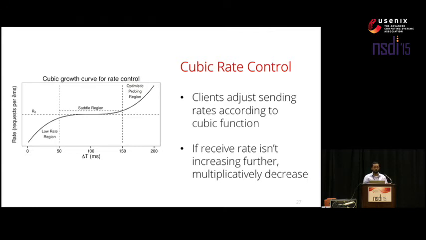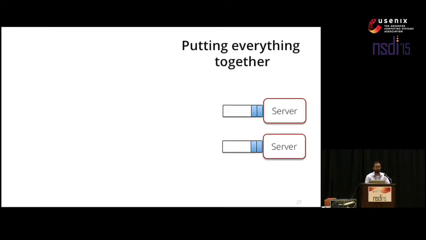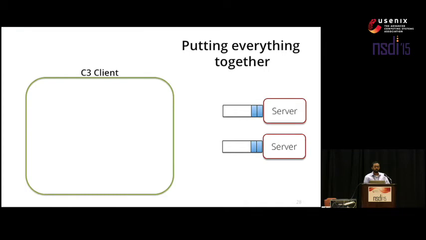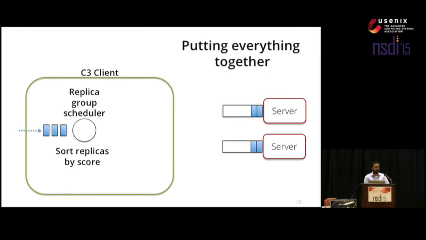So how do we put these pieces together? There are a bunch of C3 clients in the system. Clients get requests which are directed to a replica group scheduler. A replica group is a set of replicas in the system which can service a particular kind of request. So if I were to take the Cassandra example with a replication factor of 3, you would have multiple sets of 3 replicas, each of which is a replica group.